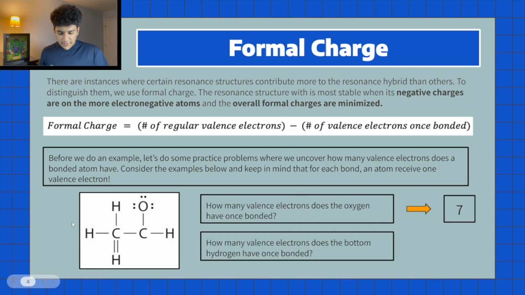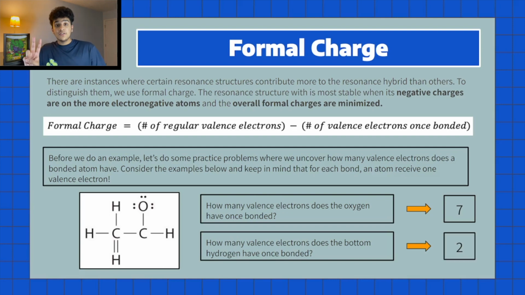Let's do that for this hydrogen down here. Again, here we have no lone pairs though, so keep that in mind. Instead we have 2 bonds. So that hydrogen is the owner of 2 electrons, 1 from each bond, and therefore we end up with it having 2 electrons once bonded. Alright, I hope that helped a little bit with how to calculate the number of valence electrons once bonded.